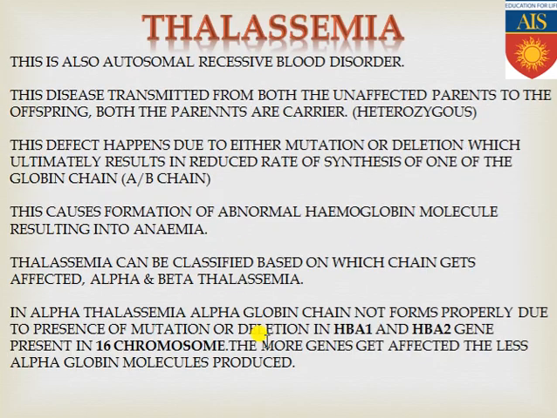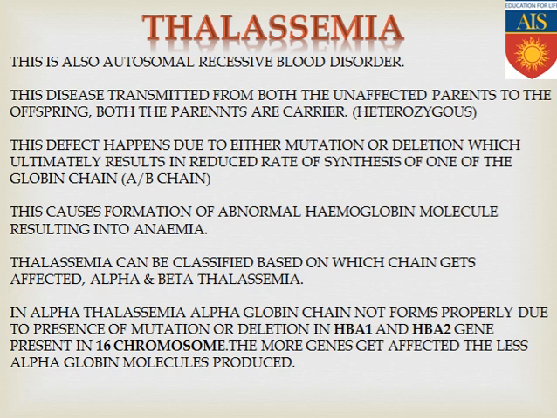After phenylketonuria, the last Mendelian disorder is coming, that is thalassemia. We all know this is also an autosomal recessive blood disorder, so it is found irrespective of male and female individual. The disease is transmitted from both unaffected parents to the offspring. Both the parents will be carriers. In that case only the offspring will become thalassemic. So if the parents are heterozygous, only then can this problem happen, because the parents may be carrying that specific gene within one of the chromosomes, but they are not affected.